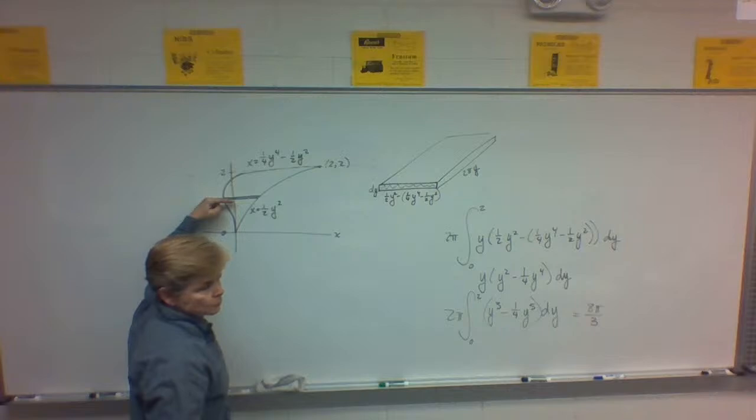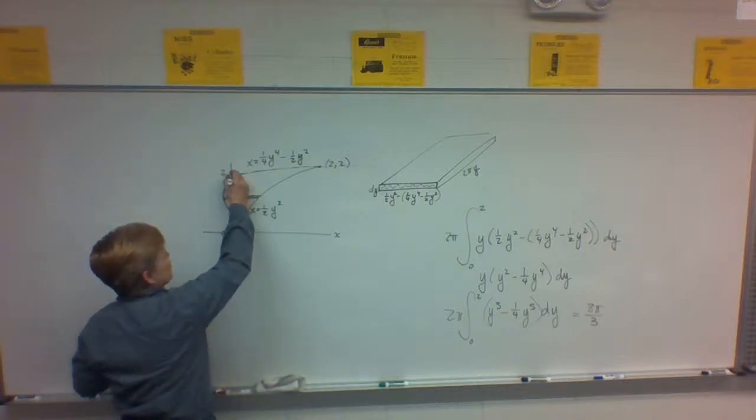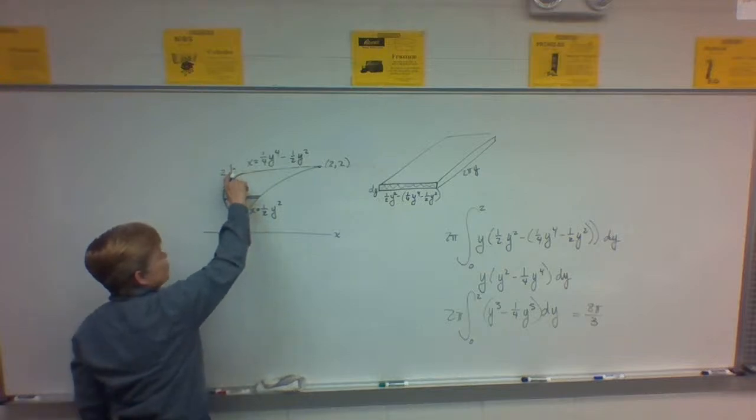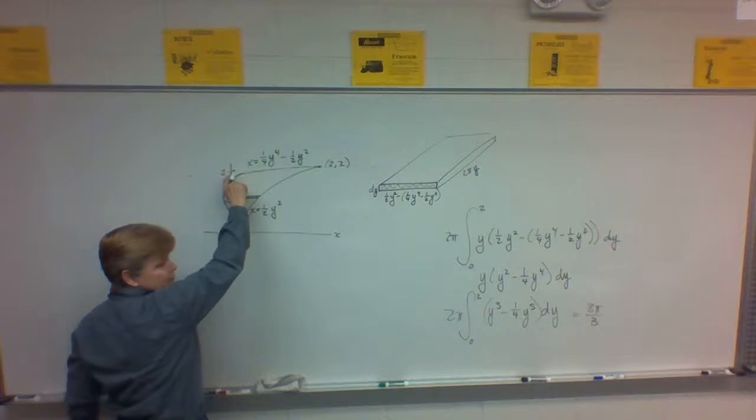Okay, but now we're going around this line this way, which means this is the radius that I seek. And that is no longer y. This is still y. This is 2 minus y. Okay. Does that make sense?